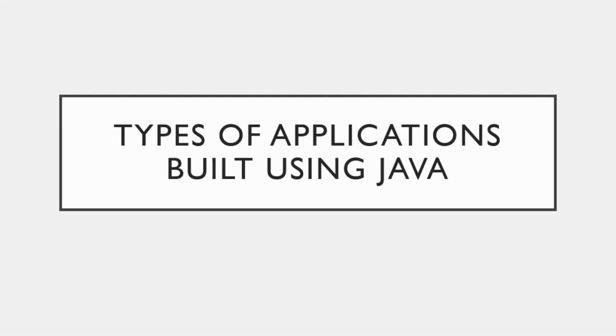In today's video, we are going to see types of applications we can create using Java. Java is a very secure language and it is also a very robust language. So using Java, how many types of applications can we create? In this video, we are going to see how many types of applications we can build using Java, and most of the time in industry the Java language is preferred because it is very secure.